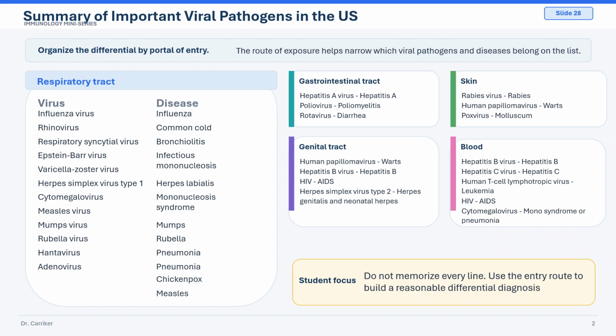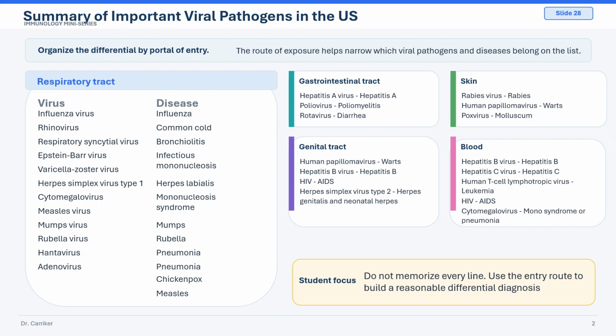become more important considerations. So rather than memorizing every virus and disease pairing, I want you to focus on the pattern. The route of exposure helps narrow the differential diagnosis. In other words, where the virus enters the body often gives us important clues about what disease process might follow.